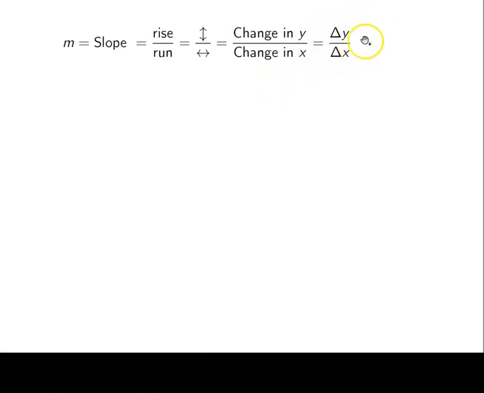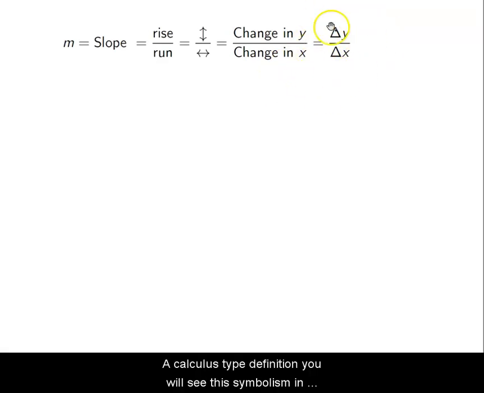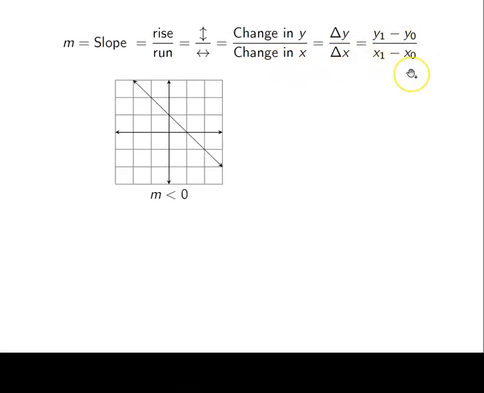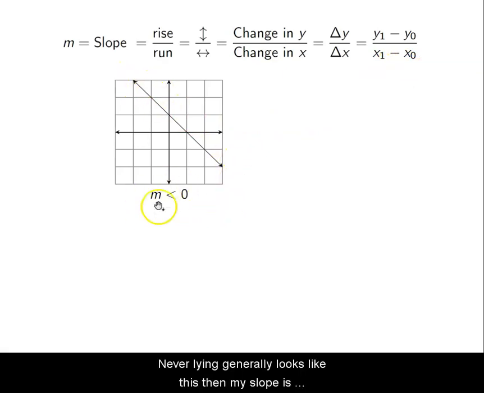This is a calculus type definition. You will see this symbolism in calculus everywhere. My change in y, delta y, is y1 minus y0, and delta x, my change in x, is x1 minus x0.